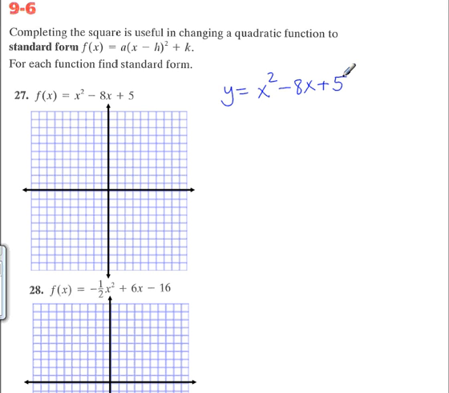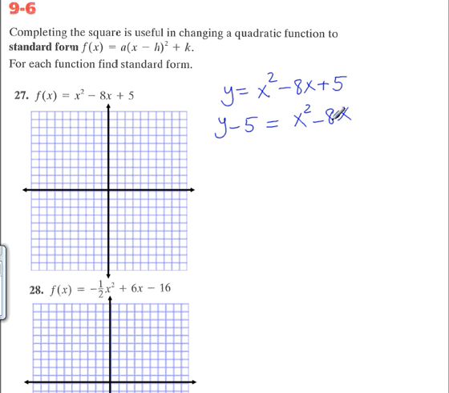We're going to do something a little bit different than what we've done in the past, in that here we're not going to set it equal to 0 like we did when we were solving by completing the square. We're going to keep y as it is, and we're going to put the 5 on the other side. So y minus 5 is equal to x squared minus 8x. The rest is pretty similar to what we've done before.